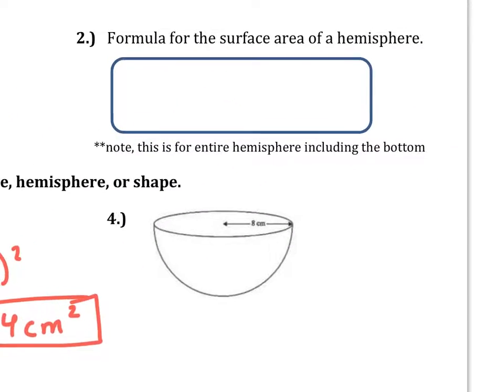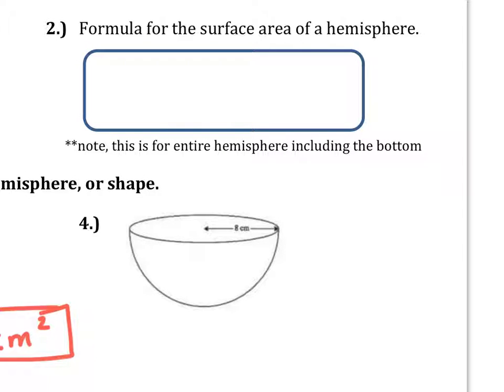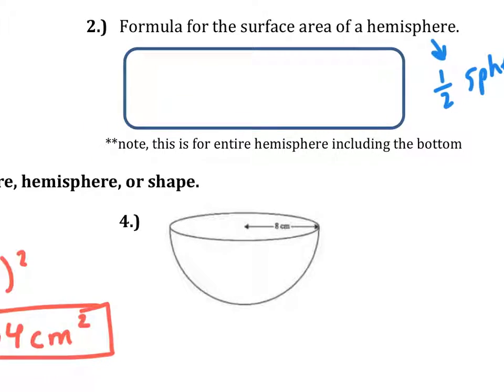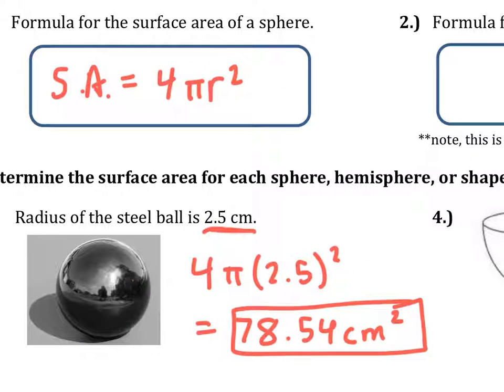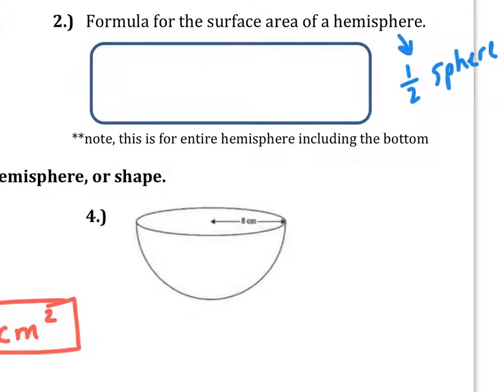Then for a hemisphere, this can get slightly more complicated because a couple things occur when you cut a sphere in half. So basically a hemisphere we'll call half a sphere. So if we just divide the surface area of an entire sphere in 2, we will get that the surface area of a hemisphere is 2 times pi r squared.